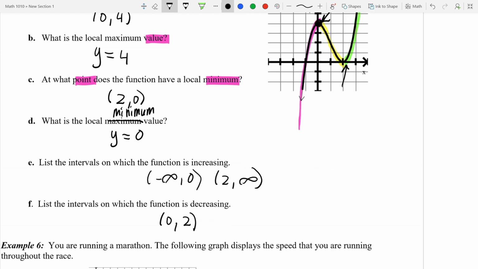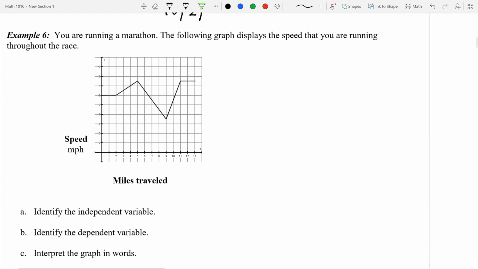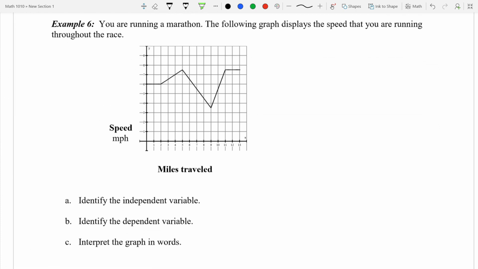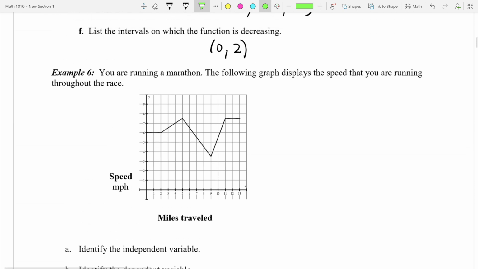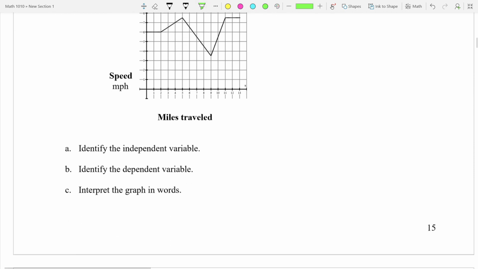Okay, good. Okay, question 6. You're running a marathon. The following graph displays the speed that you're running throughout the race. Everybody look at question 6. Now this seems a little impractical. This is actually a half marathon. This to me right here seems a little impractical. Can someone explain what I'm talking about? That point. Go ahead.